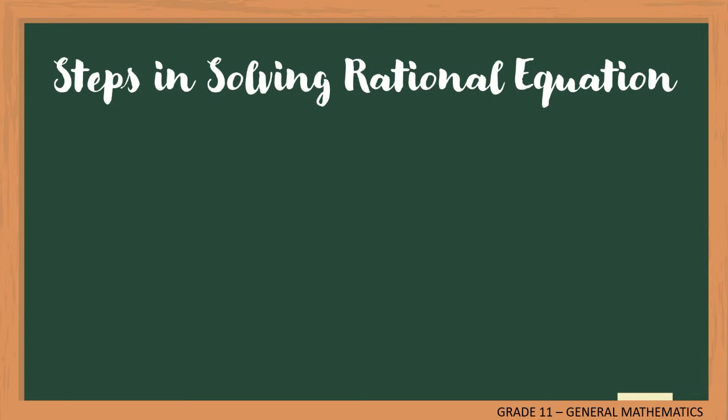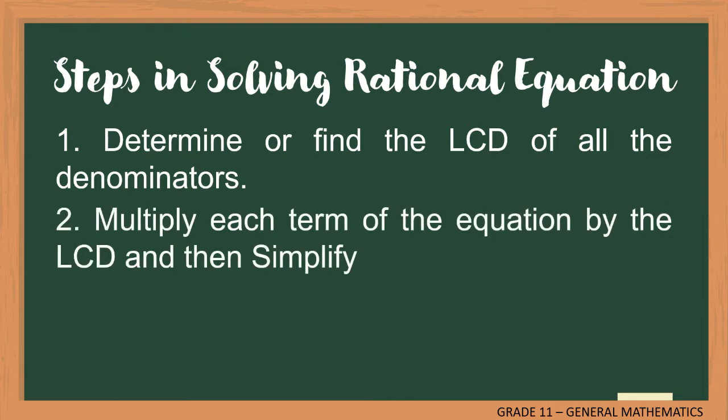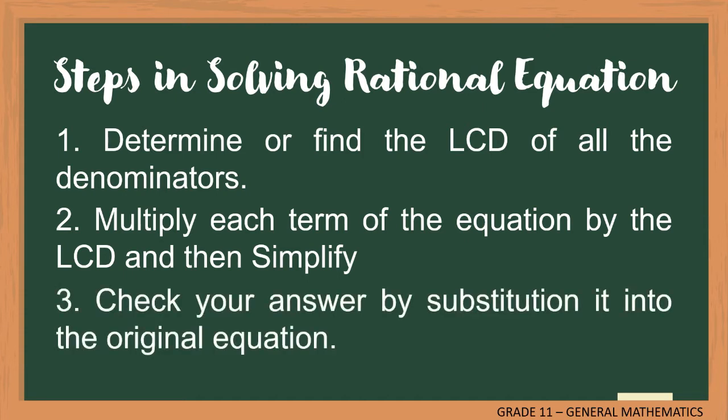So there are steps that we need to remember on how to solve rational equations. First, we need to determine or find the LCD of all the denominators. Second, multiply each term of the equation by the LCD and then simplify. Third, check your answer by substituting it into the original equation, to avoid having an extraneous solution, or to identify if it is the solution of the given equation.